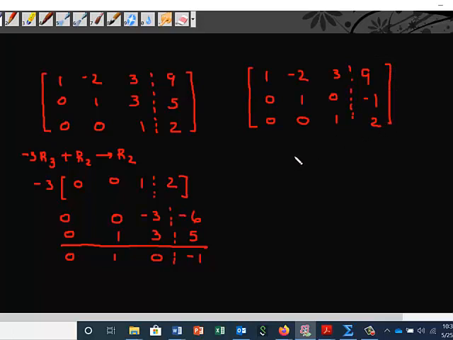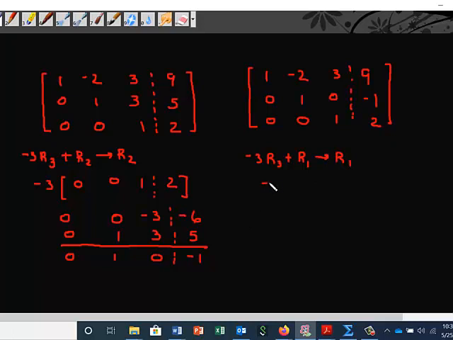So continuing on, where are we going to go next? We can get a 0 at this position, or we can get a 0 here. So we want to get a 0 in this position here. So what do we do? We'll say -3 to row 3, add it to row 1 to get the new row 1.